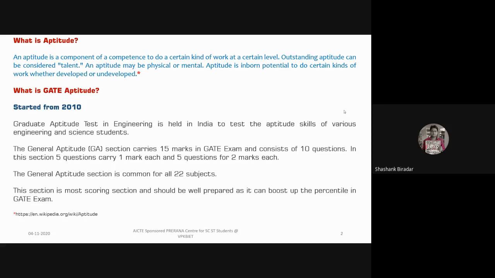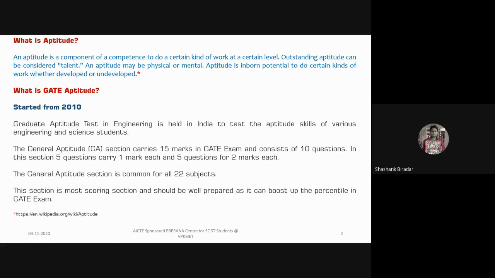Generally, this aptitude section in the GATE examination started in the year 2010. The general aptitude section carries 15 marks in the GATE examination and consists of 10 questions. In this section, 5 questions carry 1 mark and 5 questions carry 2 marks each. The general aptitude section is common for all 22 subjects.